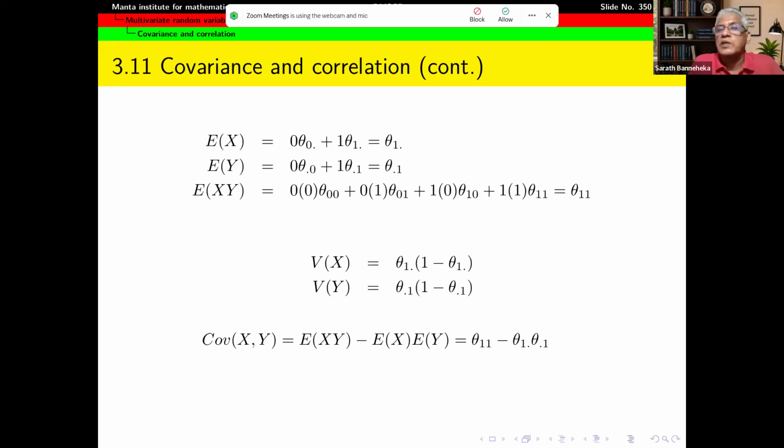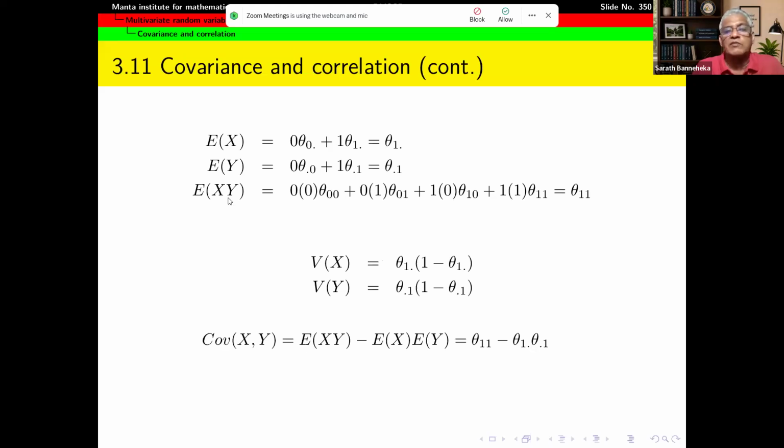That is the expected value of x times y. And because we know that x and y are Bernoulli, we can directly get the expression for the variance also. Variance of x is equal to the probability of success times 1 minus the probability of success. Similarly for the variance of y. So therefore, we can get the expression for the covariance.